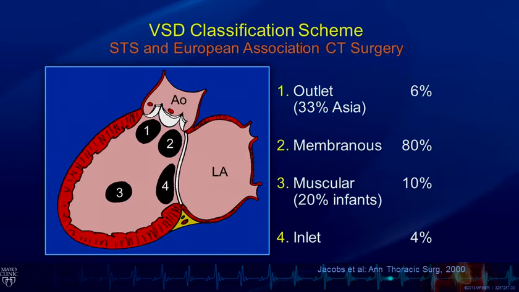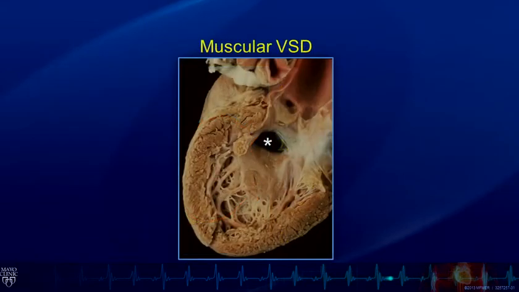The outlet ventricular septal defect, as characterized by the number 1, occurs in about 6% of Caucasians, but is as common as 1 in 3 ventricular septal defects in the Asian population. And we'll look at some additional images with regard to this. And then finally, the inlet ventricular septal defect is the least common. It's depicted by number 4 here and occurs in less than 5% of ventricular septal defects identified. Let's look at each of these in more detail.